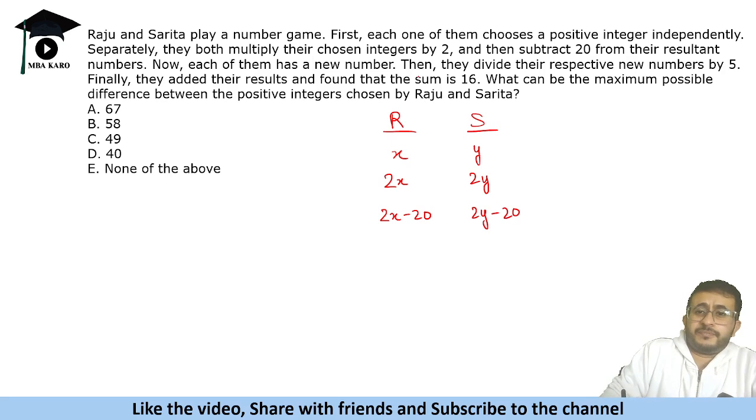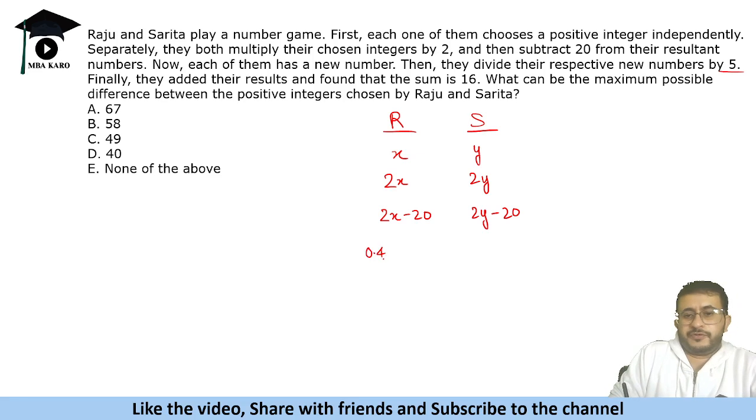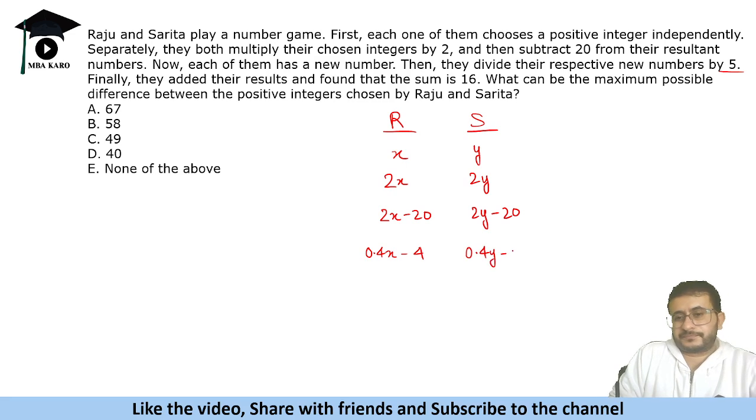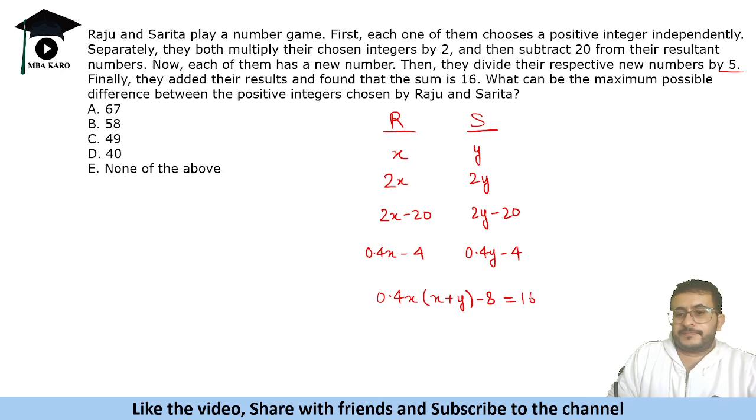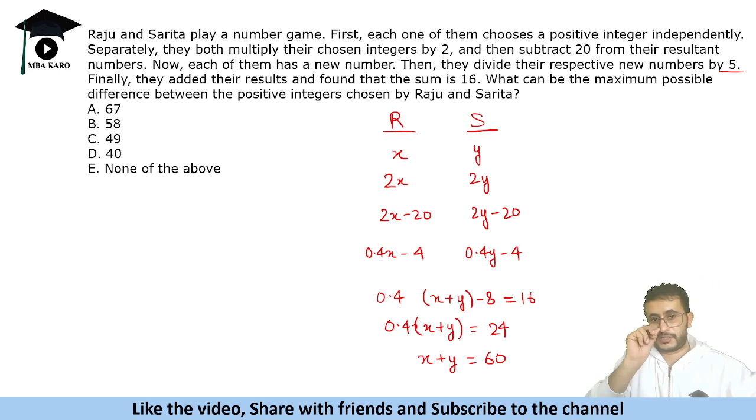Now each of them has a new number. They divide their respective numbers by 5. So when we divide by 5, it would be 0.4x minus 4 and 0.4y minus 4. Finally, they add their results. So when they add the results, it will be 0.4 times (x plus y) minus 8. And they found the sum as 16. So this gives us 0.4 times (x plus y) is equal to 24, or x plus y is equal to 60, right? So x plus y is 60.